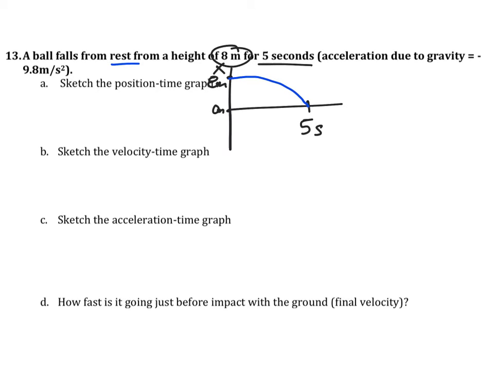For part B, we want to sketch a velocity graph. And again, we're looking for key numbers here. We know it's going to go for 5 seconds. That information is going to be the same. And we know it starts from rest. So that means our initial velocity is going to start from 0.